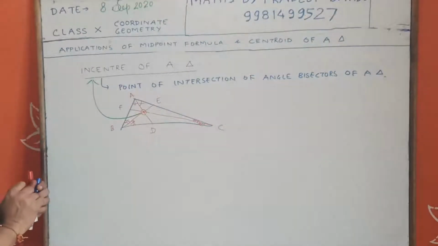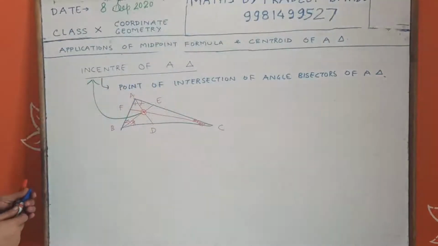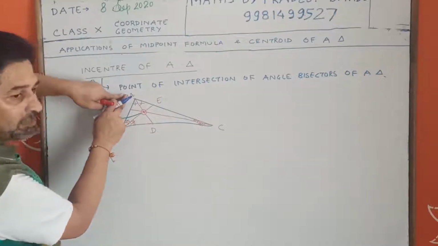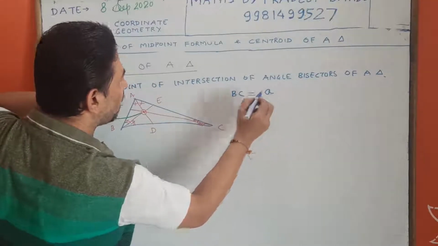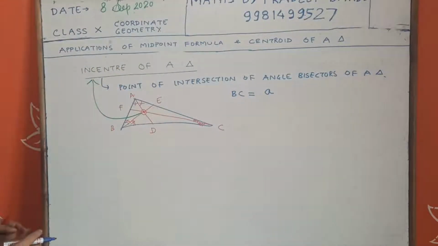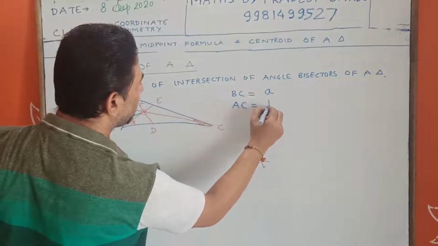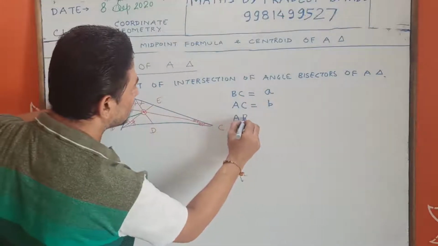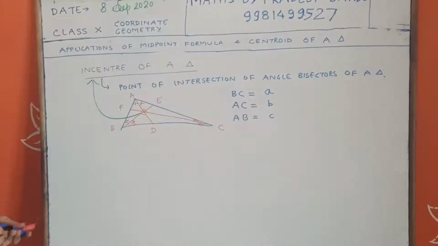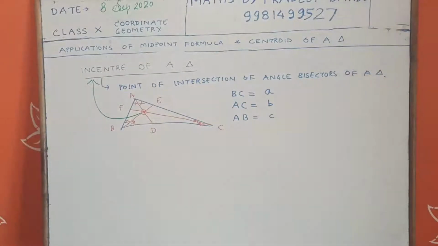Now remember, a very important thing, we will be using this in the formula to find the incenter. For capital A, the opposite side is BC, which we will represent by small a. The length of BC will be small a. The opposite of B is AC, the length of AC will be small b, and the opposite of C is AB, so the length of AB will be taken as small c. Small a, b, c represent the lengths of the sides BC, CA and AB respectively.